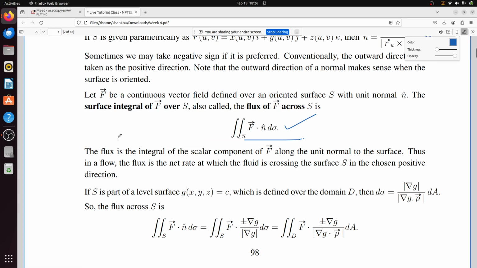Okay, so the flux is the integral of the scalar component. So this is actually the formula for the flux, right?